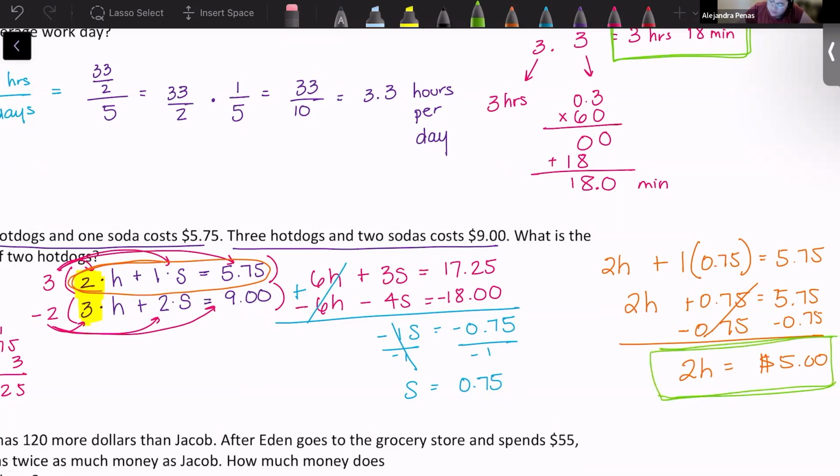In this problem, I know we're always used to like, oh, we have to get the variable alone. You don't need to, because in this problem, they actually do want to know what is the price of 2 hot dogs, not just 1 hot dog. So you don't have to go that step of dividing by 2, because then you would have had to multiply by 2 anyway. So, and that's it.